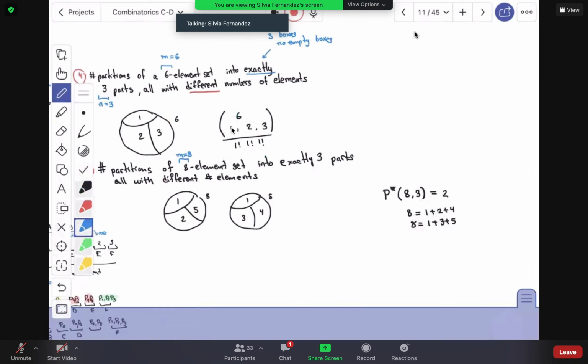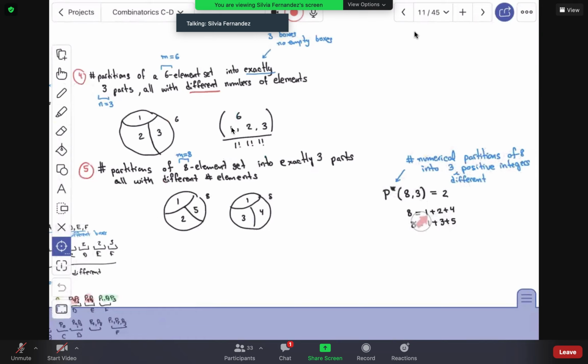This star means number of numerical partitions of 8 into 3 different positive integers. That's what the star means, different positive integers. And those are the only 2 ways, right? 1, 2, 4 and 1, 3, 5. The other one that I had was just a different order.